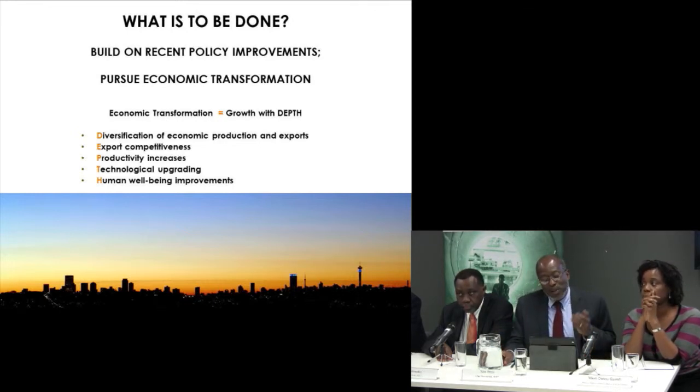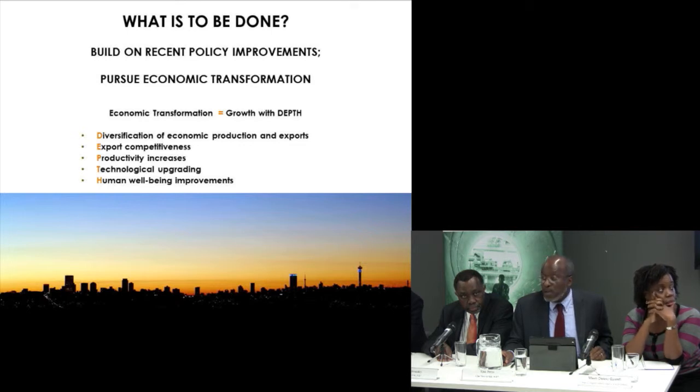So basically we say we need to grow through depth, not shallow growth. And the depth, the D, basically means that we need to expand the type of goods and services that we produce and are able to export. In today's global economy, we need to be competitive in our export markets, and we need to create productivity across all sectors, from the smallholder farmers to industry and the office workers in the cities.